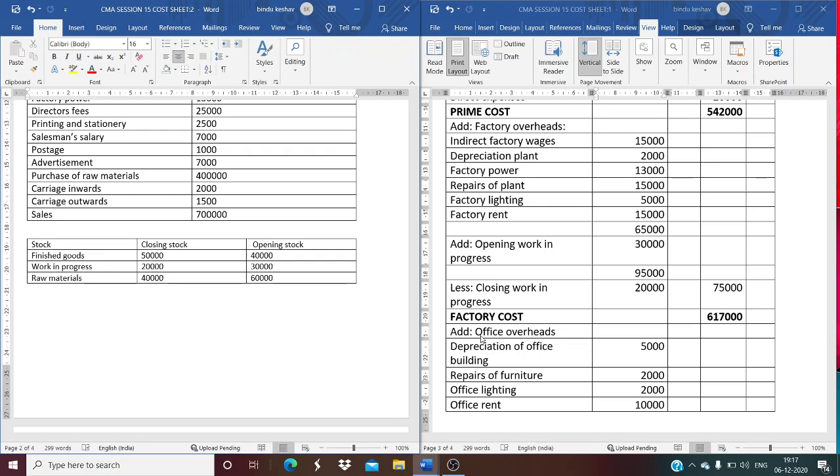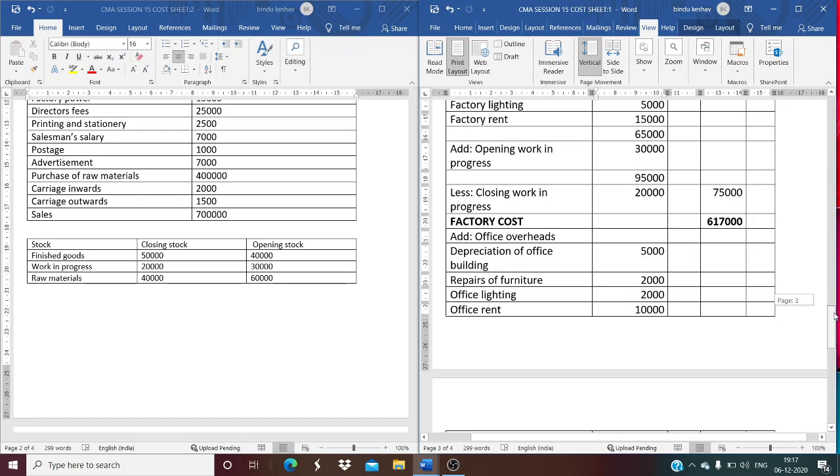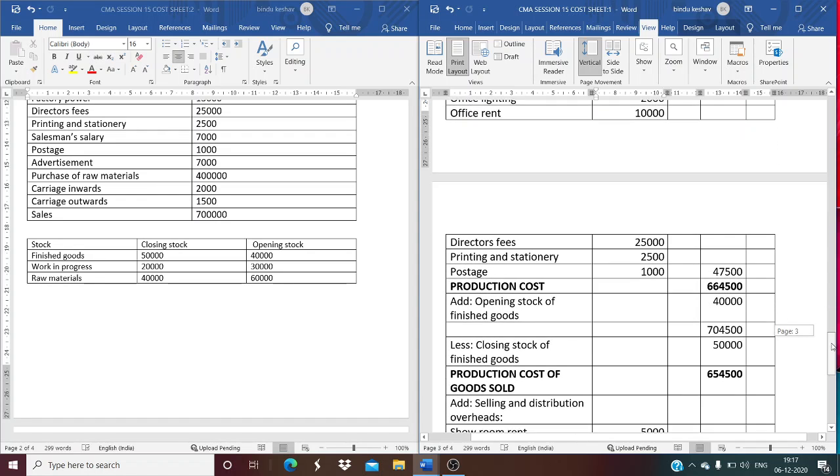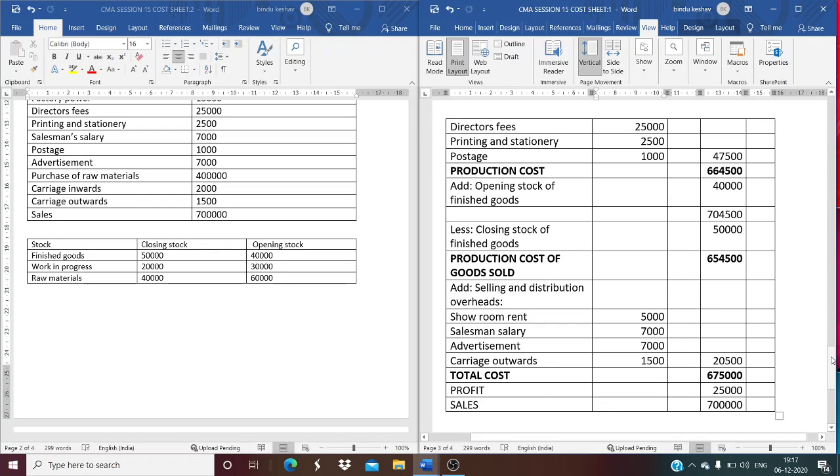To this, we add the office overheads. So office overheads, there are different items here. So you can see depreciation of office building, repairs of furniture, office lighting, office rent, director's fees, printing and stationery, postage. The total is 47,500. When this is added to the factory cost, we get the production cost 6,64,500.